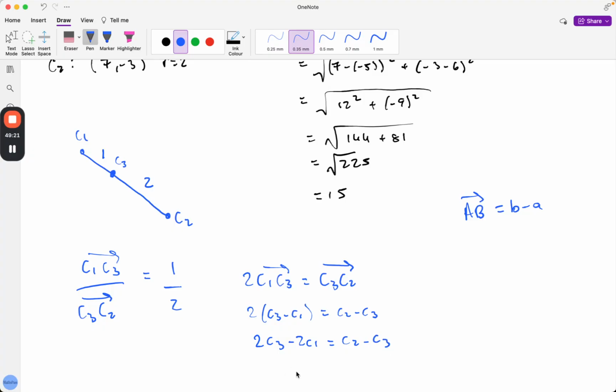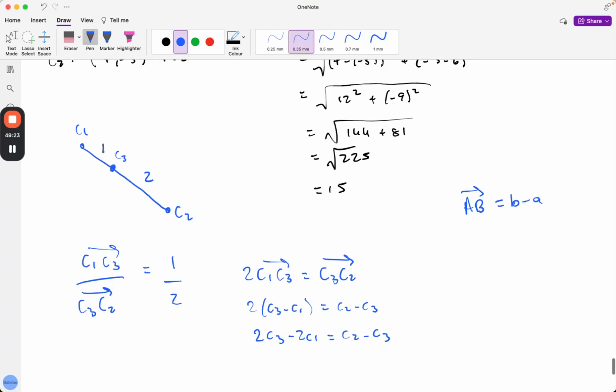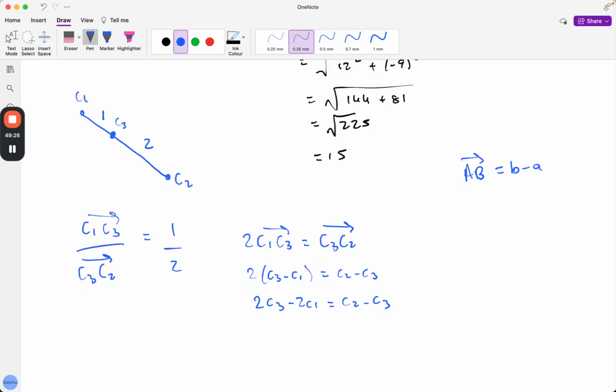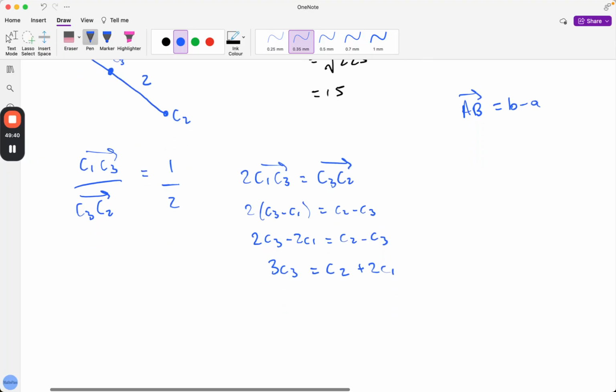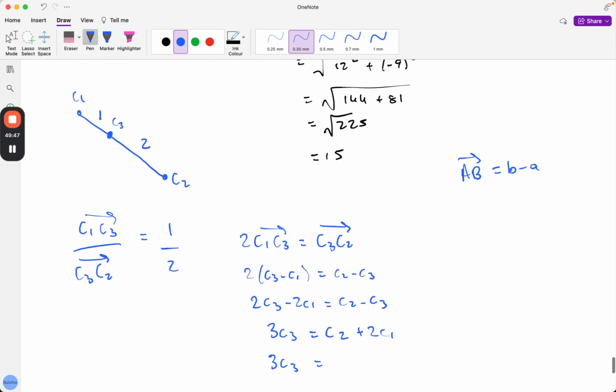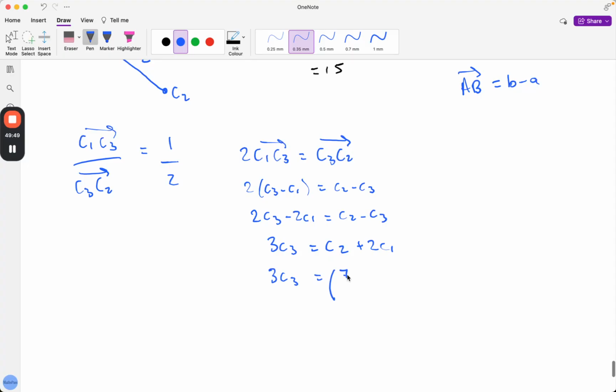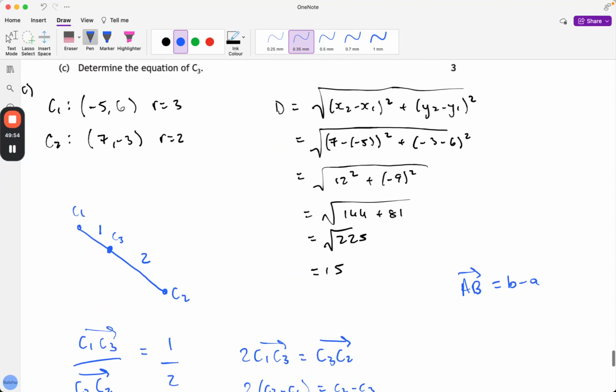And I want all C3s on my left hand side and everything else on the right hand side, since we're trying to solve for our C3 centre. So I'm going to add C3 to both sides to get 3C3, and I'm also going to add 2C1 to both sides to get that over as well. So I'm going to have 2C1 on that side now. Grand. Let's sub in some of the information we know. So we know that our centre of C2 is 7, minus 3. So I'm going to write that in vector form now. And we know that our C1 is minus 5, 6.